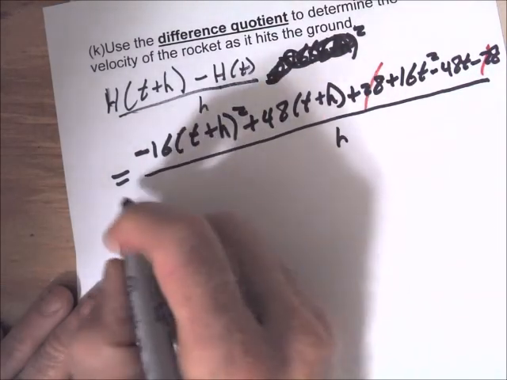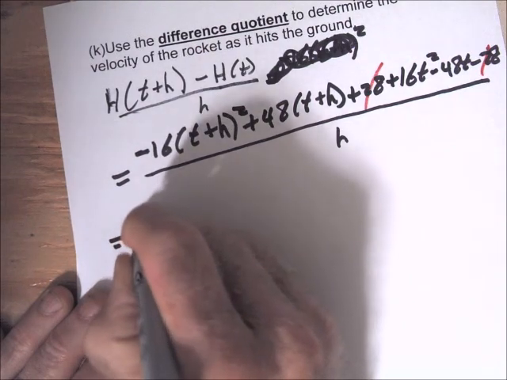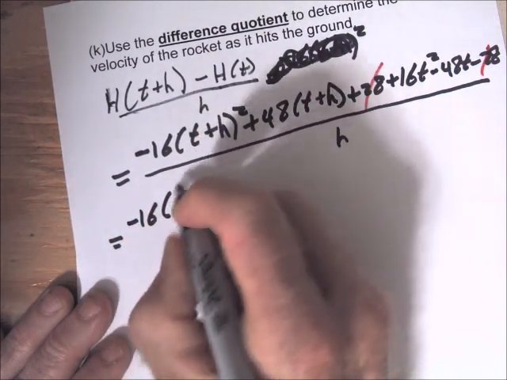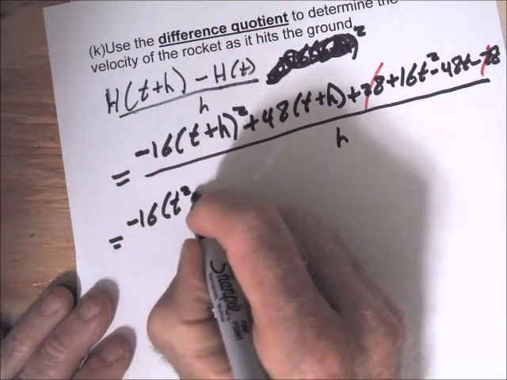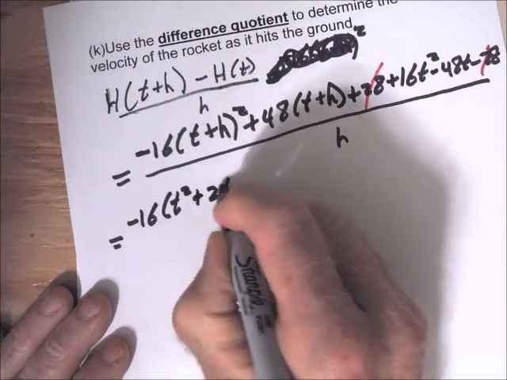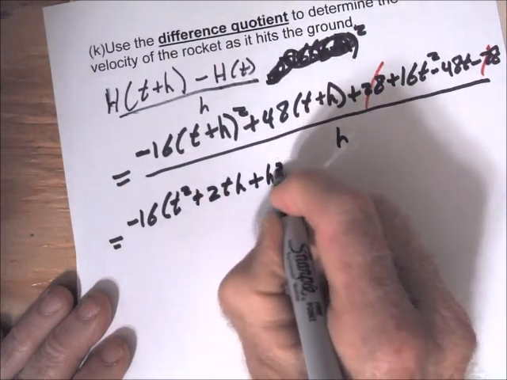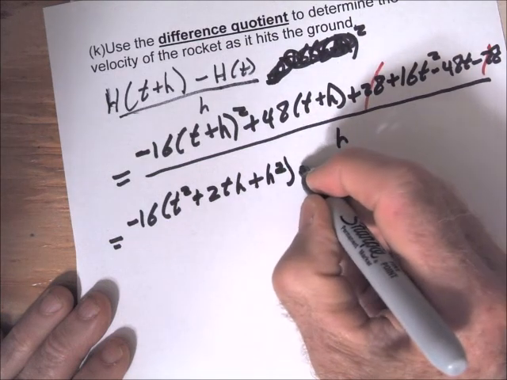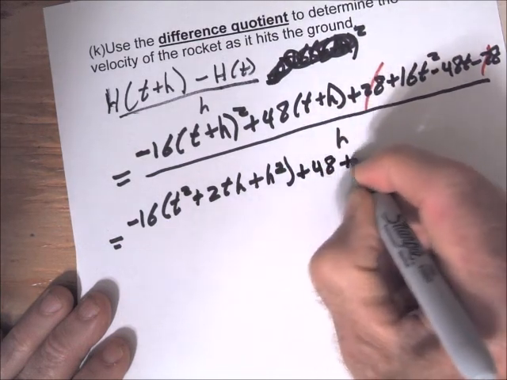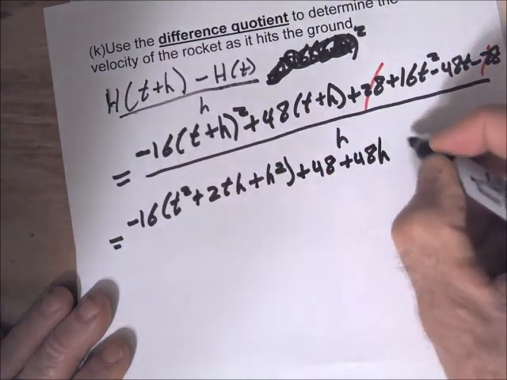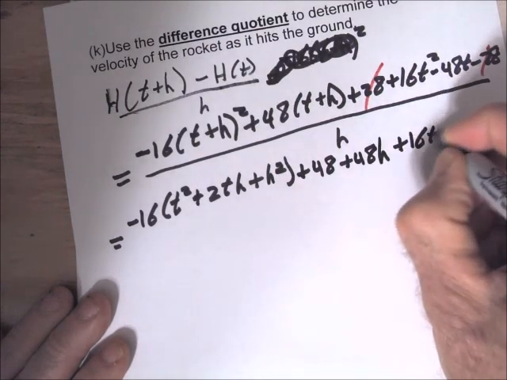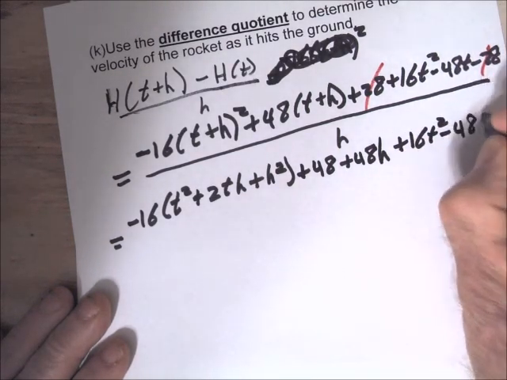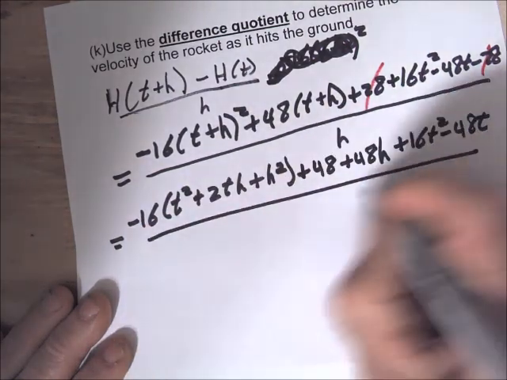I'll expand this piece here. This is t plus h times t plus h, which gives t squared plus 2th plus h squared. I can distribute the 48, so plus 48t plus 48h, plus 16t squared minus 48t, all over h.